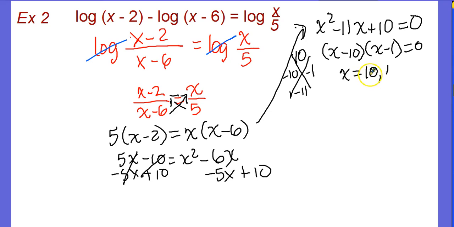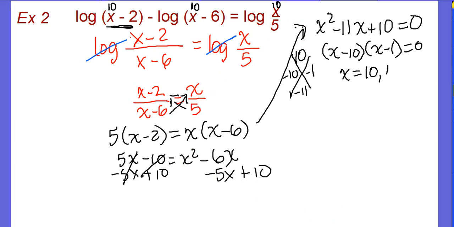So I just kind of imagine, before I write things down, if I can just immediately throw any of these answers out or exclude them. When I plug in a 10 here, I get positive 8. When I plug in a 10 here, I get positive 4. And when I plug in a 10 here, I get 2. Those are all positive logs. So 10's probably a good solution.